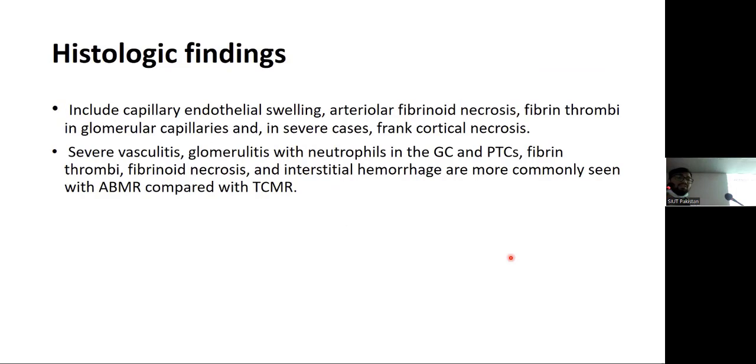And histological findings include capillary endothelial swelling, arterial fibrinoid necrosis, fibrin thrombi in the glomerular capillaries, and in severe cases frank cortical necrosis. These changes are more commonly seen.